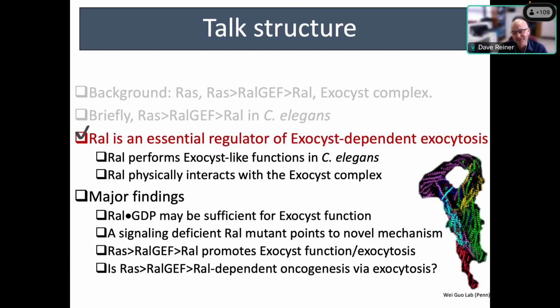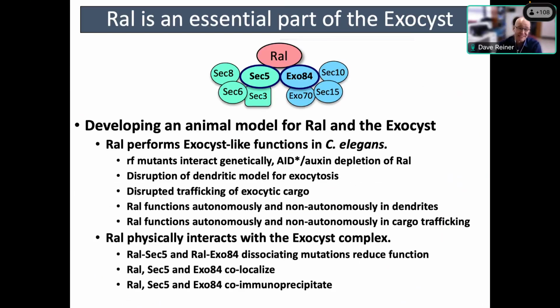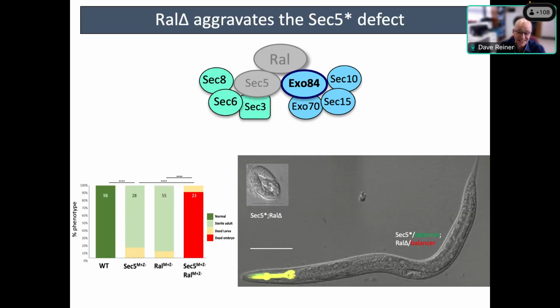So RAL is an essential regulator of the exocyst complex. That's our conclusion, and we wanted to show A, that it's actually regulating exocytosis, and B, that it physically interacts. Next slide, please. And this is a laundry list of all the things we checked off. It's very daunting. Genetics, various assays for exocyst function, cargo transport, cell autonomously versus non-autonomously, even mutating the interface of SEC5 and EXO84 based on structures, co-localization, and immunoprecipitation. Next slide, please. We'll only touch on a couple of these.